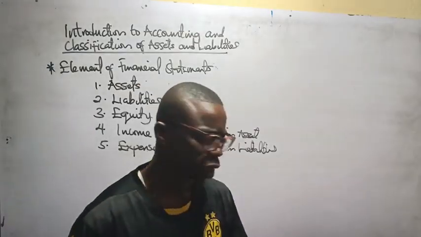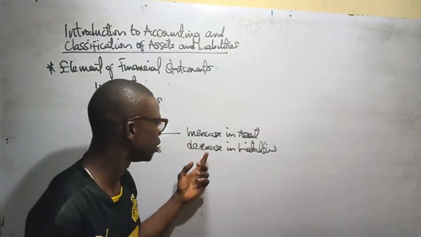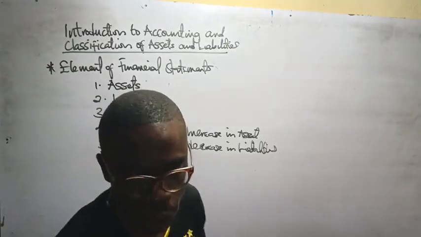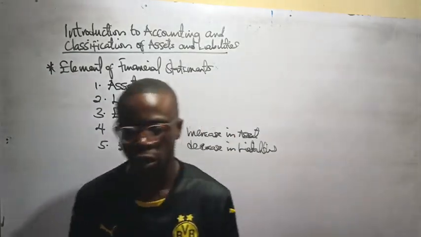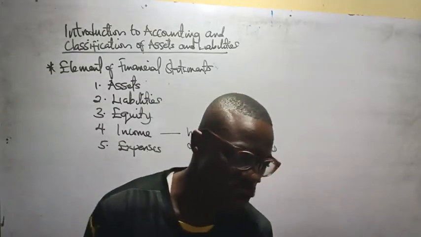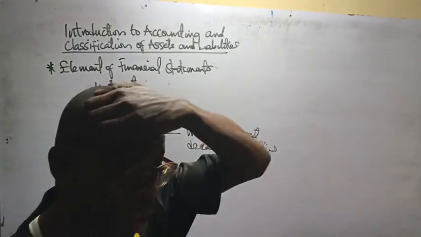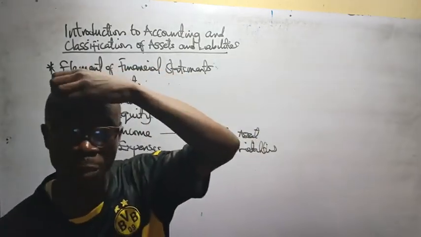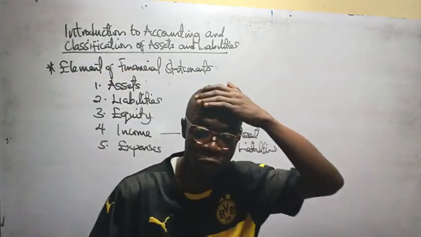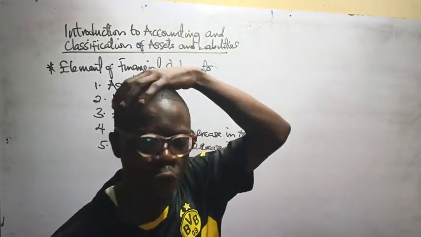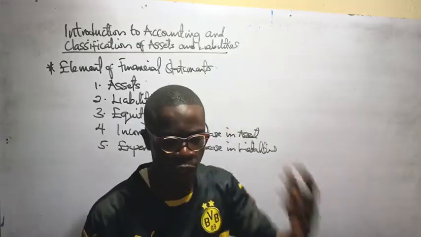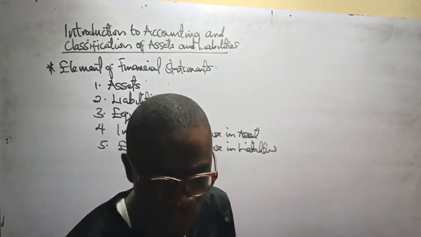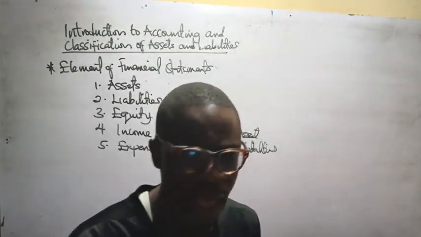Now, let's say you have a liability, a decrease in liability. You are owing someone, let's say 5,000 naira. And the person says, if you are able to pay within 30 days, I will reduce that 5,000 naira by 10%. That means if you pay within 30 days, it will reduce by 10%.